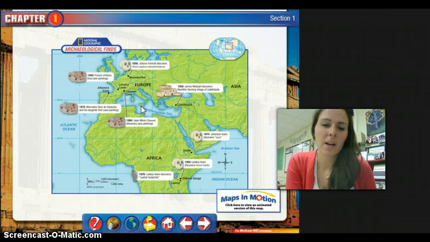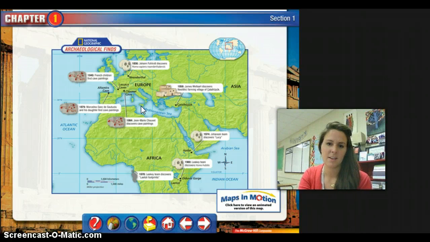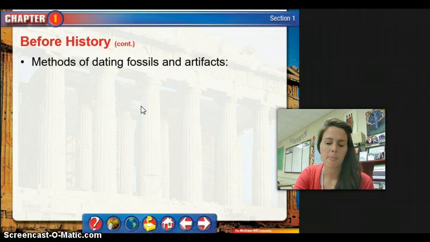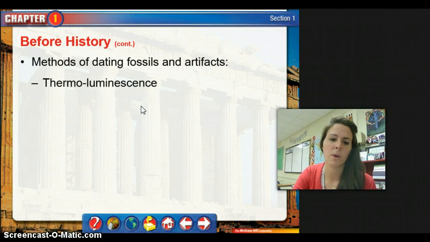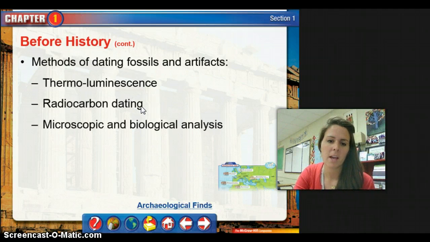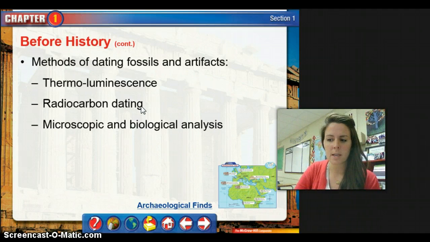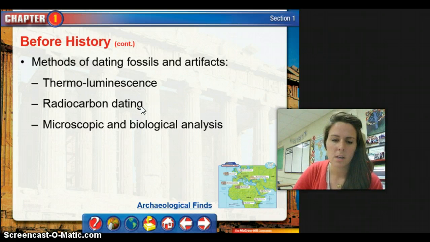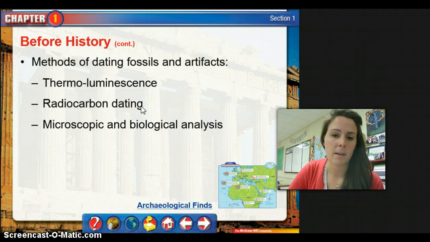All right, now some of the more complex things in dating for fossils and artifacts are thermoluminescence, radiocarbon dating, and microbiological analysis. Now thermoluminescence, you want to write this down. Thermoluminescence is a process used to date ancient objects that have at one point been heated. So an example would be when pottery was made. Now using this technique, scientists can date how long it has been since an object was heated.